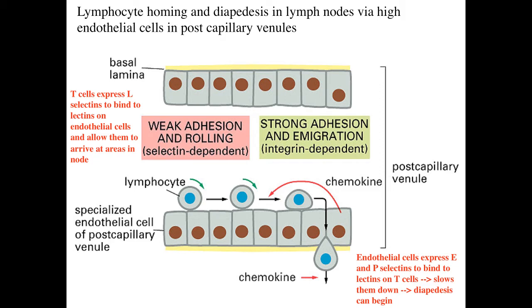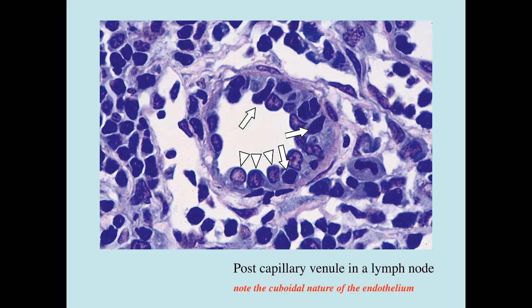The endothelial E and P selectins will bind onto the lectins on the T cells. That will allow them to slow down, and then diapedesis will begin. Diapedesis is basically a situation where the T lymphocyte is squeezing its way through the high endothelial cells in these post-capillary venules. And this micrograph shows the process.